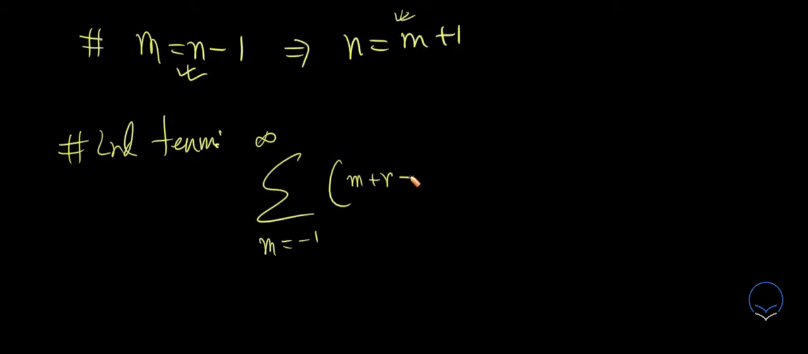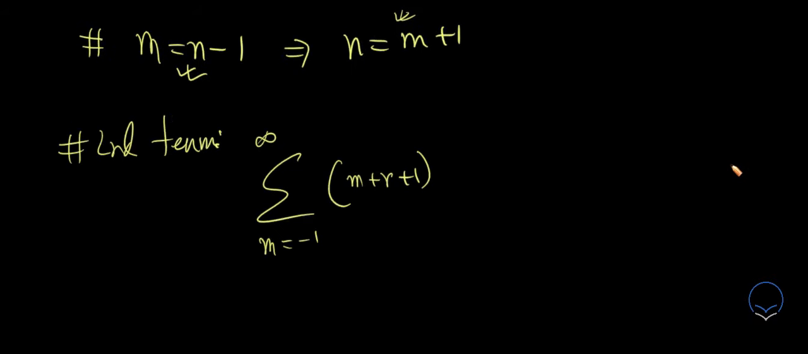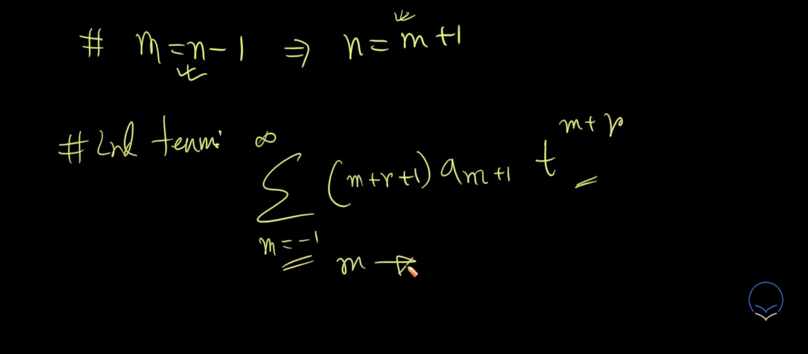M plus r plus 1, same thing. And this n minus 1 will be replaced by m. So let's write a of n, but n is equal to m plus 1, so this will be just a of m plus 1, and this will be t to the power m plus r, right? But here the summation is starting from minus 1. So again we need to replace m, it goes to n.